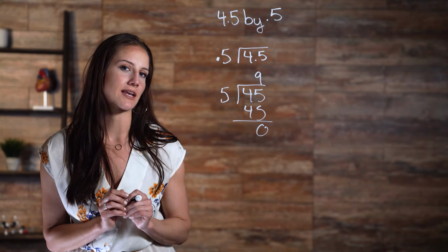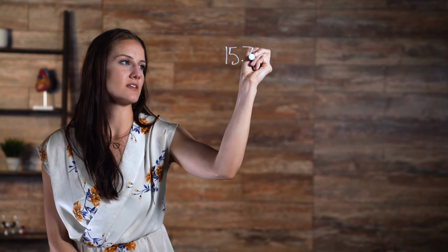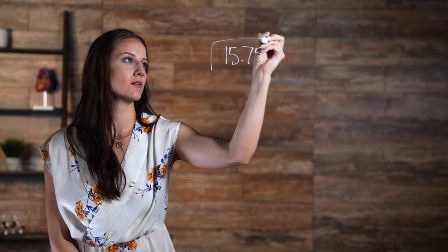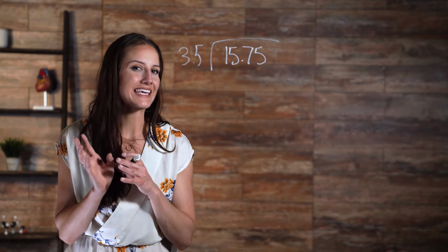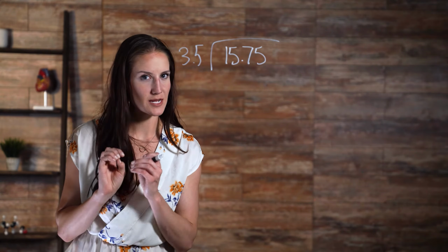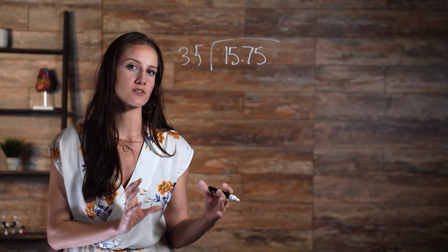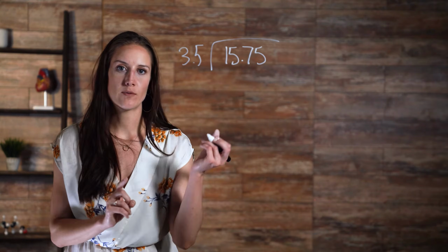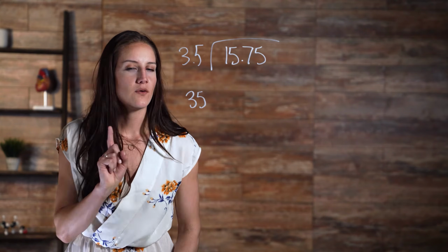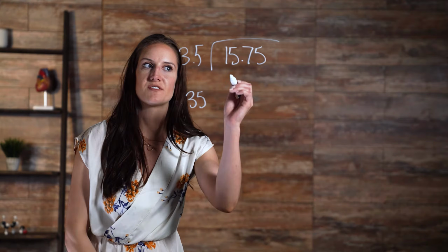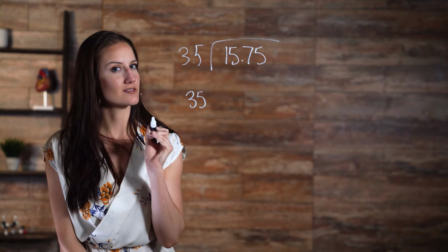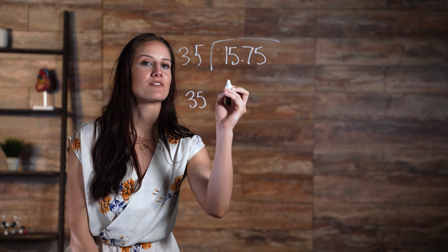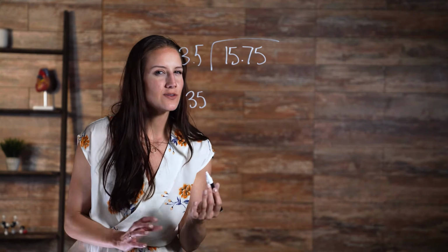Let's try a more complicated example. We'll divide 15.75 by 3.5. The first step is to multiply each number by 10 in order to turn these numbers with decimals into whole numbers. Starting with 3.5, that would give us 35. However, if we look at the other number in our expression, 15.75, we notice that multiplying it by 10 once does not suffice. That would give us 157.5, which is still not a whole number.